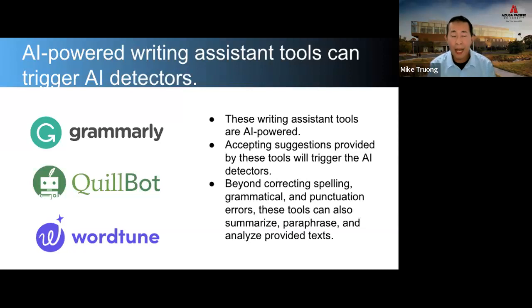But nowadays, Grammarly does more than basic spelling, grammar, and punctuation. It can now do things like summarize, paraphrase, and analyze text. And that's where some of these tools are not just, quote unquote, assistants anymore. They're actually becoming authors of writing.